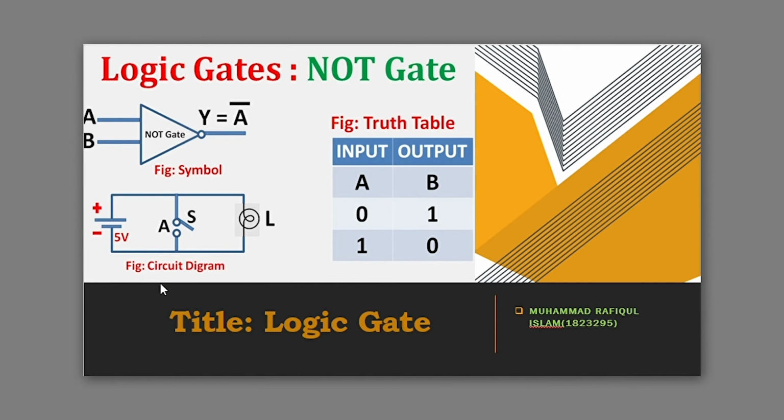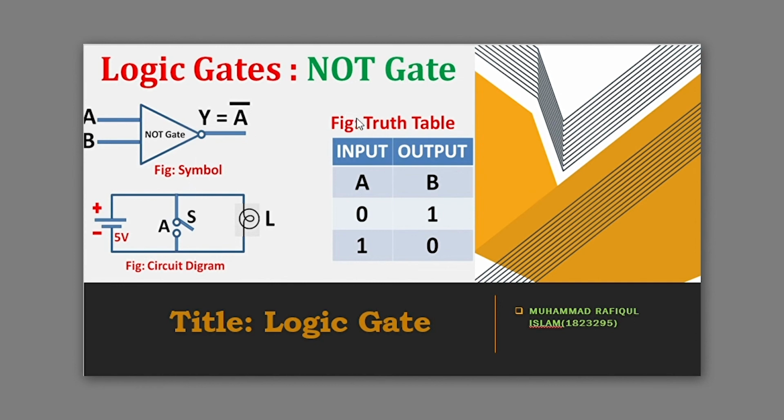Now, the basic logic gates are classified into 7 types, which are AND gate, OR gate, XOR gate, NAND gate, NOR gate, XNOR gate, and finally NOT gate. These 7 types of logic gates we have, and above, our group members have already explained the 6 logic gates. I am Muhammad Rafiqul Islam, and I am going to explain the NOT gate, and also I will give the conclusion of our showcase.